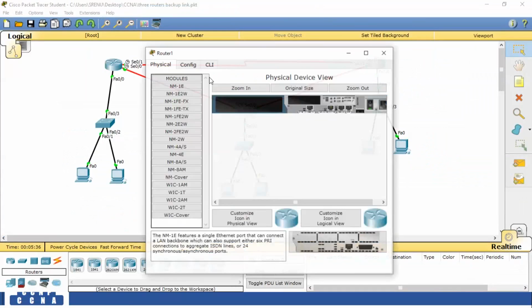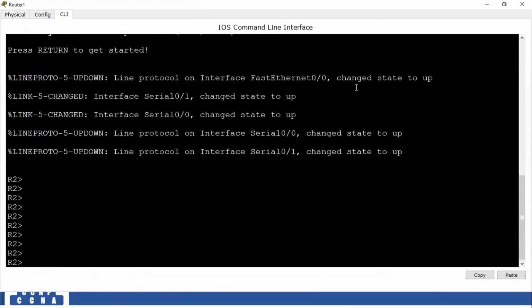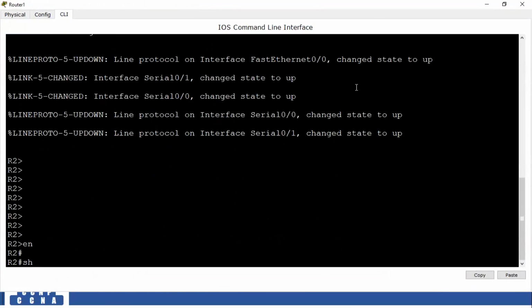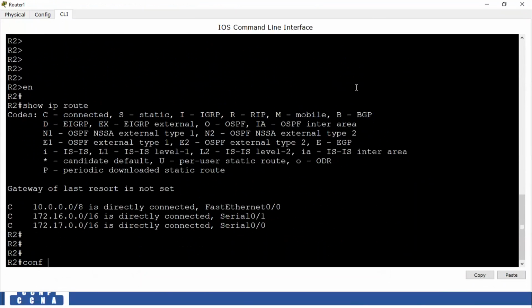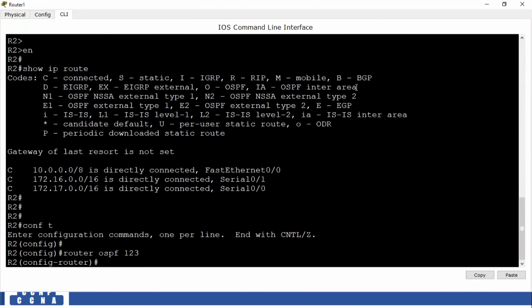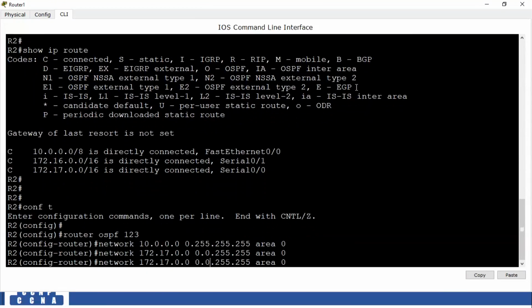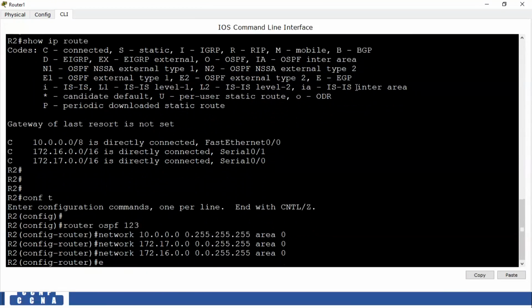R2. In R2, show ip route, three directly connected networks. Router OSPF process ID, network 10.0.0.0, wildcard 0.255.255.255, area 0. Then 172.17.0.0, wildcard 0.0.255.255, area 0, and the 16 dot network.